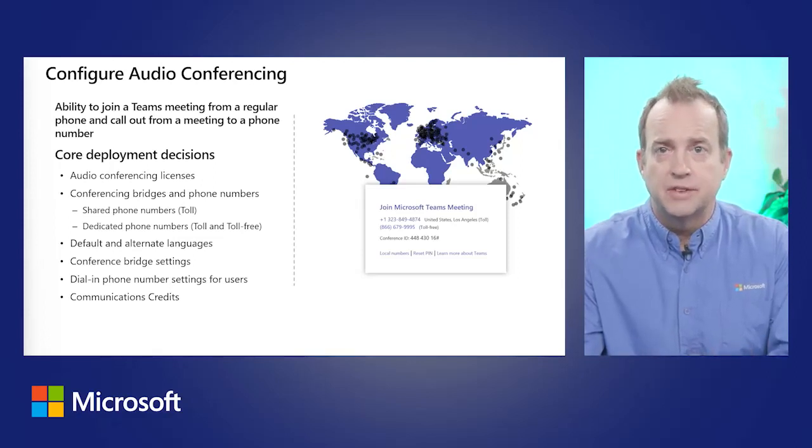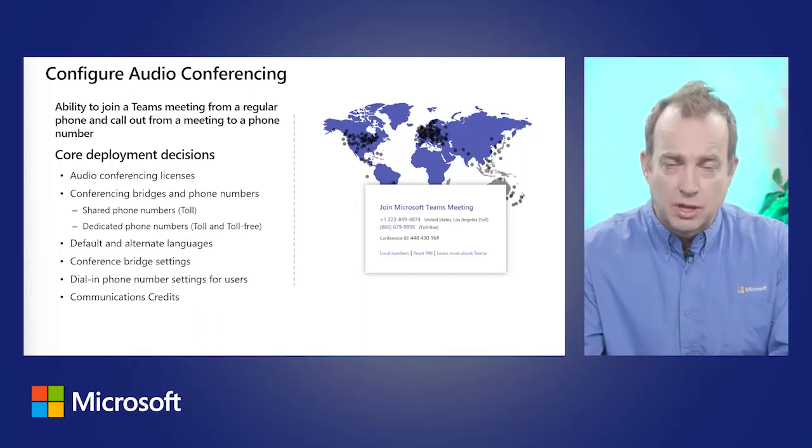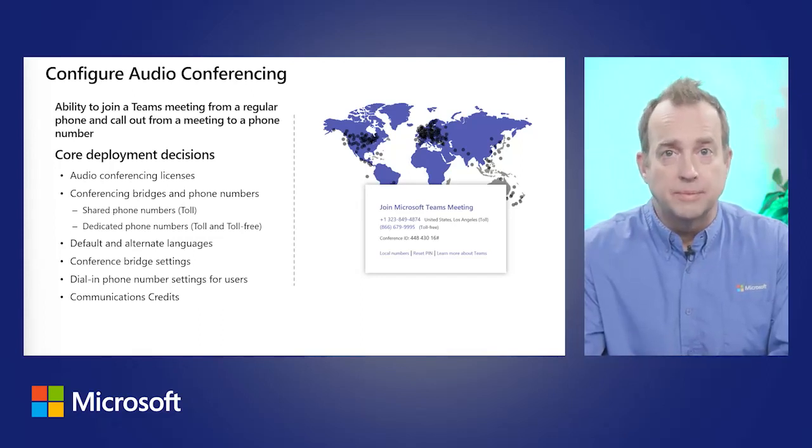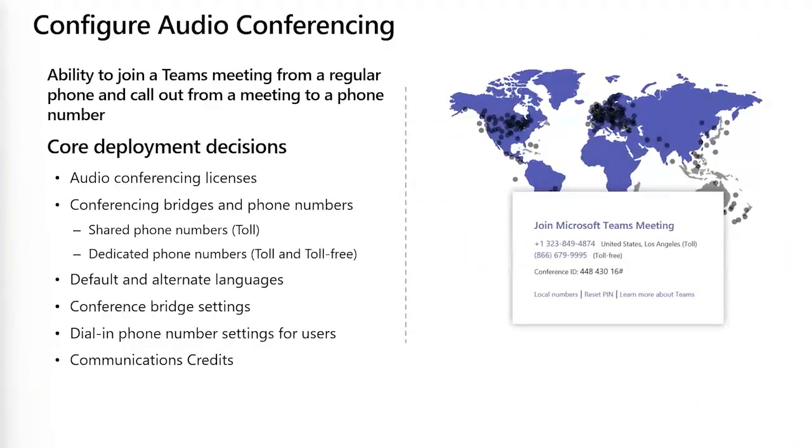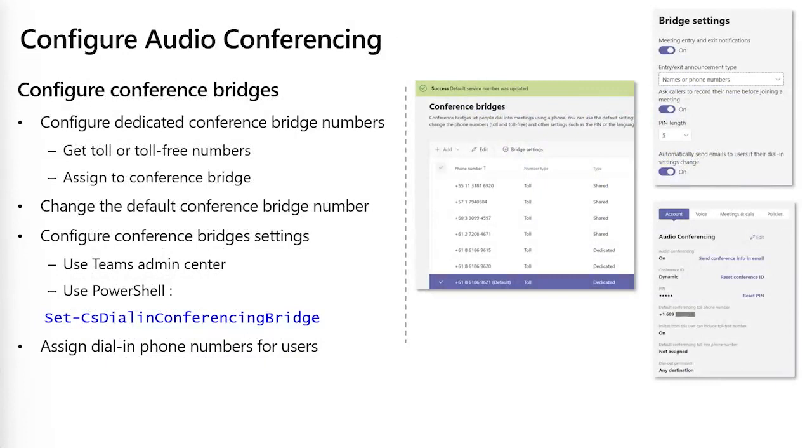If you have enough users in a given area, it makes sense to have a local number to call, even a toll-free option. You have choices there. And then you have choices with language settings for the prompts and conference bridge settings as well. Do you require a PIN to join the meeting? For audio conference, you can set up bridges, again, toll or toll-free. If need be, you can change the default conference bridge number, and you can assign dial-in phone numbers for users as well.